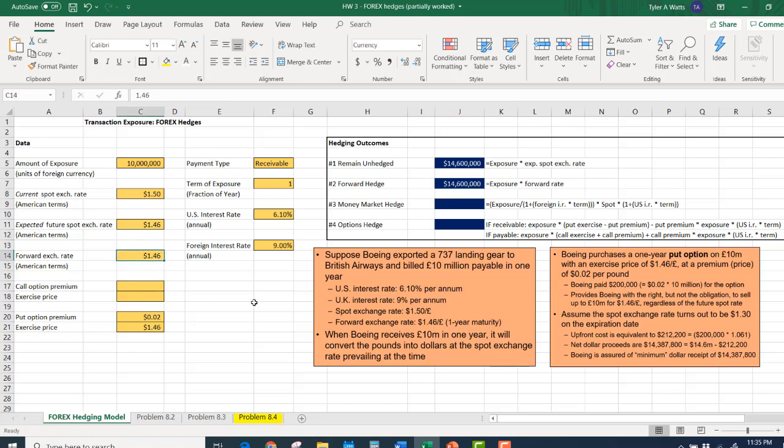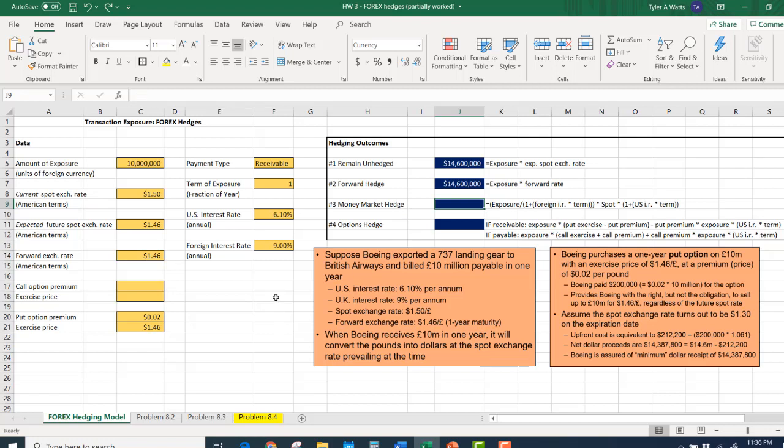And then again, as the forward rate changes, we could just plug in a different value for the forward rate. What if the pound's going to depreciate against the dollar down to $1.43, let's say, and that changes to 14.3 million. Control Z, undo that back to where we were. Okay, now is where things start to get a little bit more complicated, so you want to follow along closely.